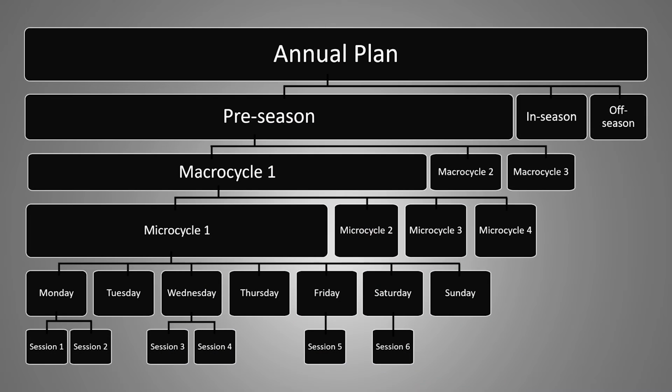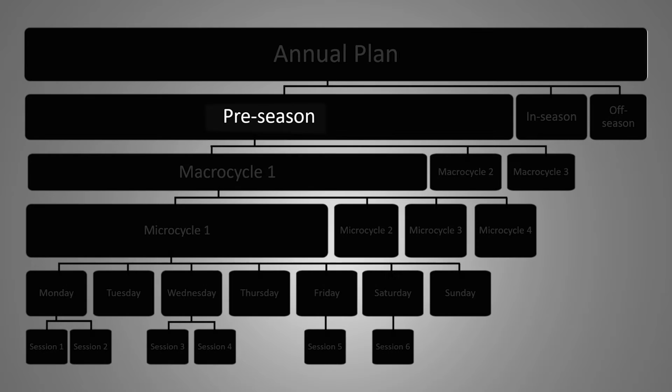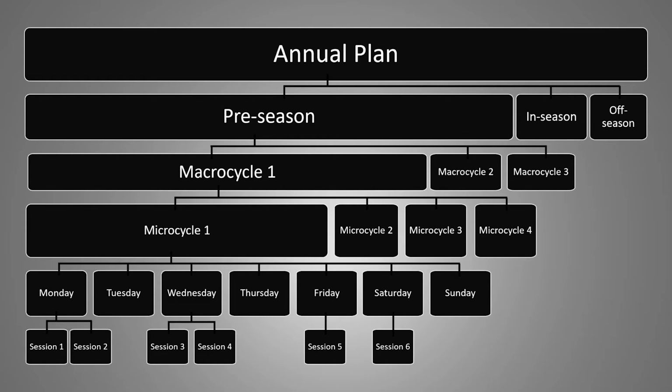Here in this example, the annual plan is broken into phases relative to important time points of the season. Now we've broken this annual plan into pre-season, in-season and off-season. This is a common breakdown of the year for team sports such as football, cricket, netball, basketball, etc. These sports often have a competitive season lasting around 6 months, with a pre-season of 3 to 4 months and an off-season of 4 to 8 weeks.